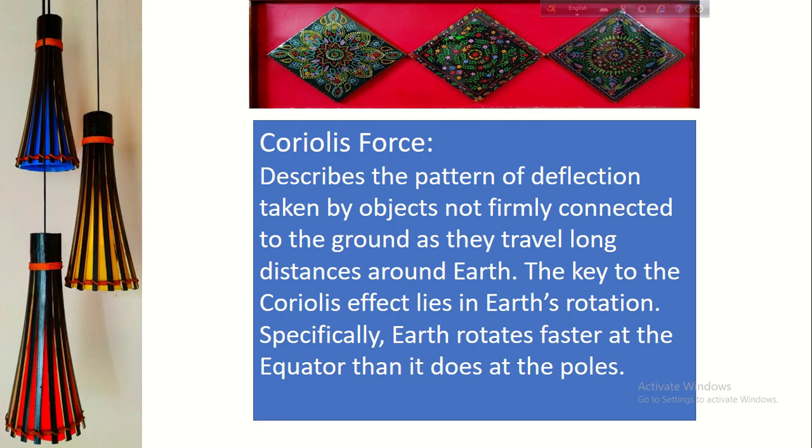So let's know the Coriolis force. It describes the pattern of deflection taken by objects not firmly connected to the ground as they travel long distances around Earth. The key to the Coriolis effect lies in Earth's rotation. Especially, Earth rotates faster at the equator than it does at the poles.